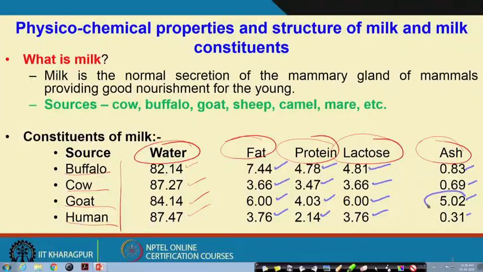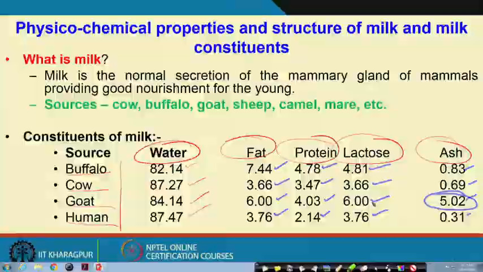Of course, you are young, maybe somewhere around 20, or maybe seniors are also there. We heard, and it was also in media, in newspapers, that one of our very renowned personalities used to take goat milk, right? So then it comes, why? Because you see, it contains around 5.02% ash. That is the high mineral component. Mineral content is so high.